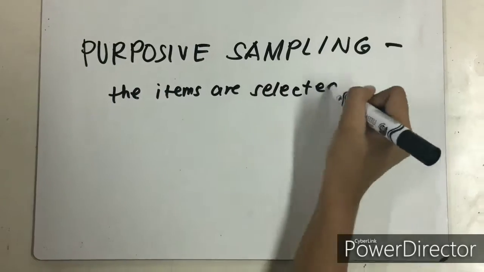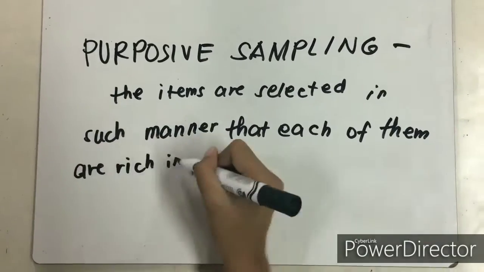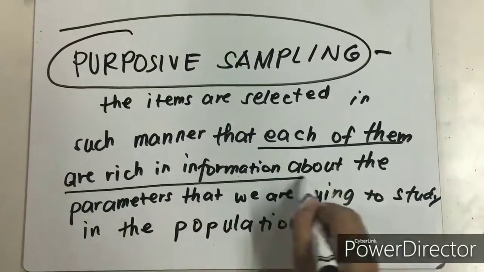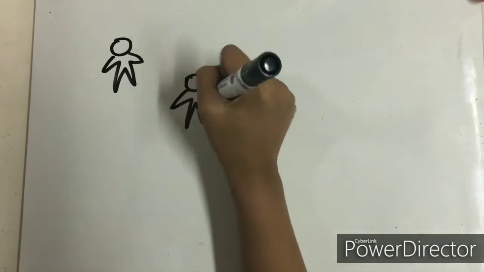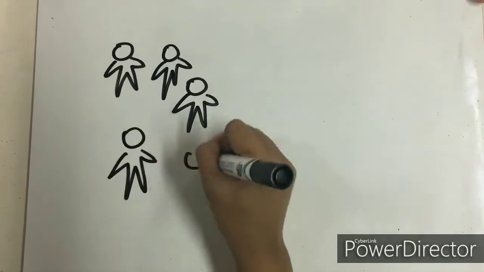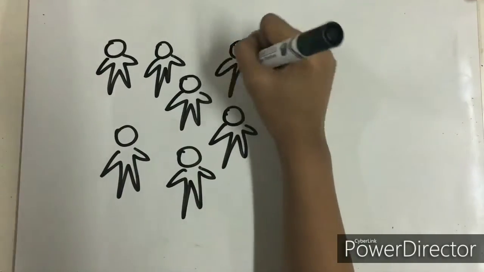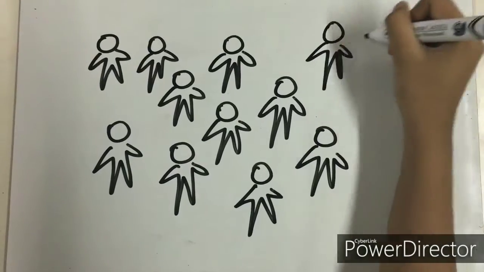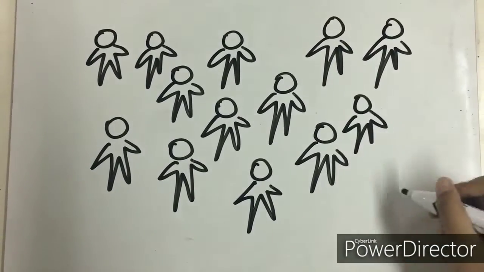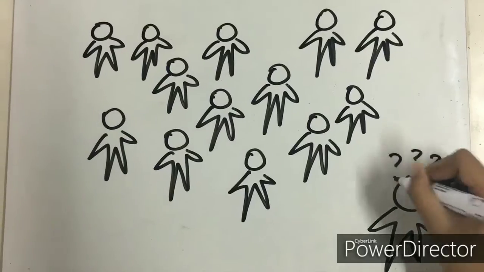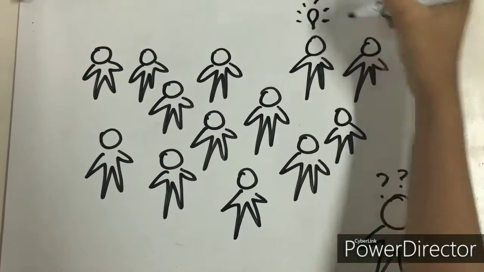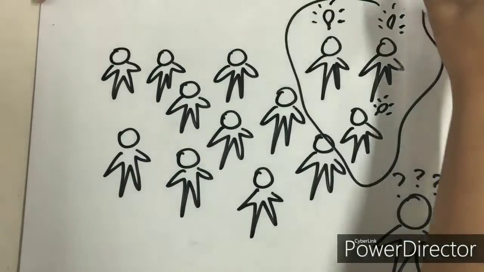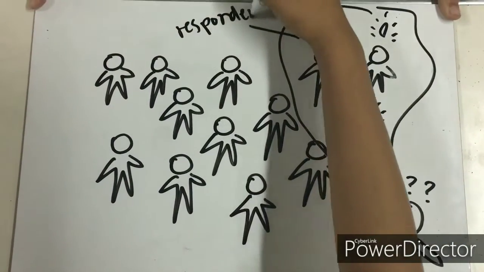Purposive sampling. The items are selected in such a manner that each of them is rich in information about the parameters that we are trying to study in the population. Example: the pollster assumes that the information he is seeking can be best found from the people with age group 16 to 30. He selects only people from the age range samples. The main target for this sampling is not to represent the whole population but to get sufficient information on fashion-conscious people.